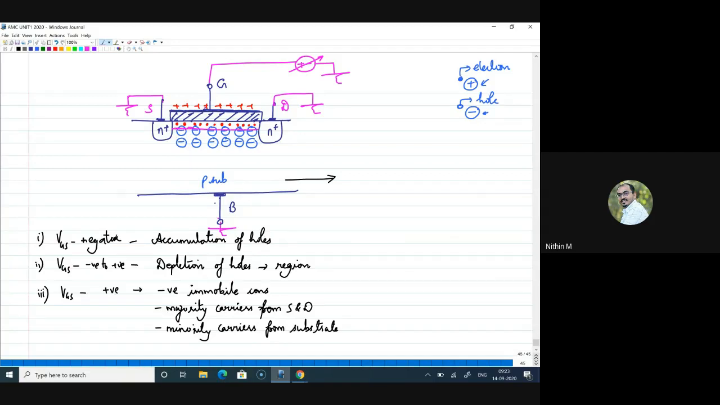Now, if you look at this region, it does not have majority carriers as holes, rather it has majority carriers as electrons. For that reason, we now call this layer an inversion layer. So what is an inversion layer? An inversion layer is nothing but a conducting channel.